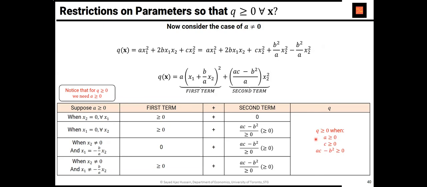So if a were bigger than or equal to 0, and c were bigger than or equal to 0, and ac minus b squared were bigger than or equal to 0, it would mean that q is bigger than or equal to 0. Let's have the proof go backwards.